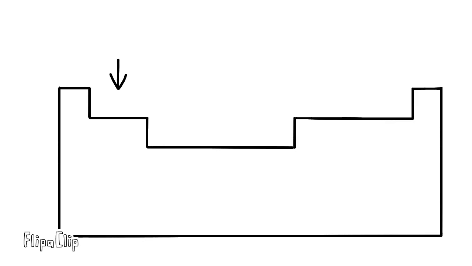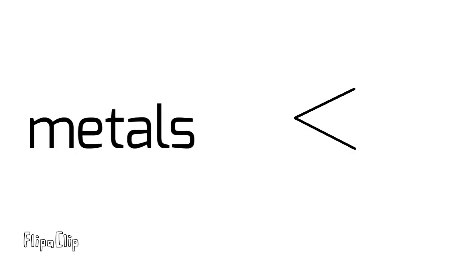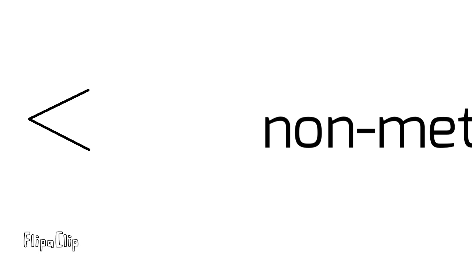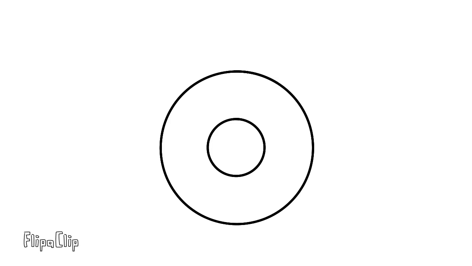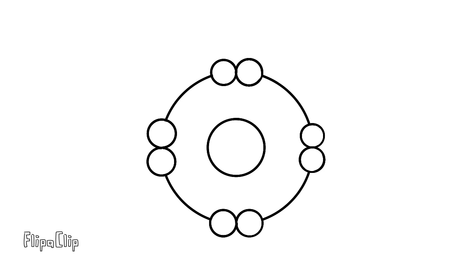On the left side of the periodic table are the metals, and on the right are the nonmetals. Generally, metals have fewer valence electrons, while nonmetals have more. Now, just about all elements try to be stable by having 8 valence electrons.